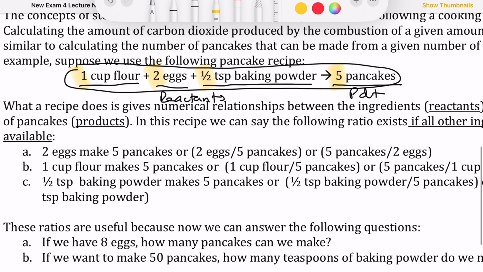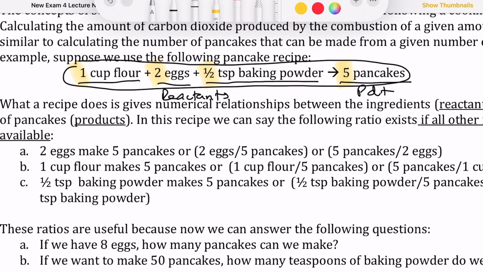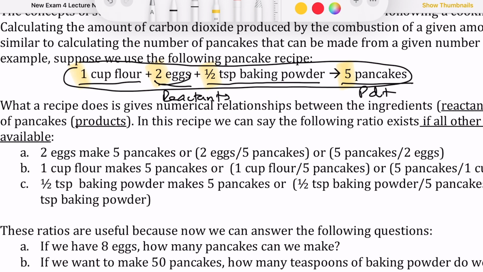Okay, so now the next thing we need to understand is, when we're given a recipe like the one I circled here, what does that mean? What is that recipe telling us? Well, it tells us a few things. It tells us that if I have 2 eggs and all the other materials, I'll be able to make 5 pancakes. I can't make any more than 5 pancakes because I only have 2 eggs, even though I might have a lot of flour and a lot of baking powder. If all I have is 2 eggs, all I can make is 5 pancakes.